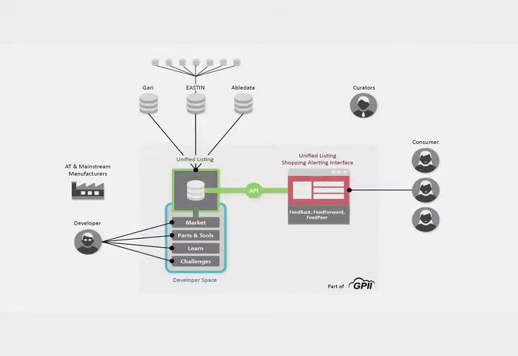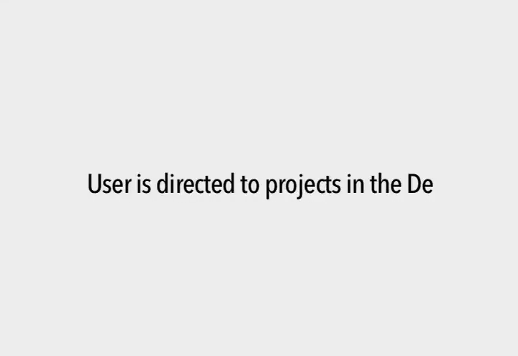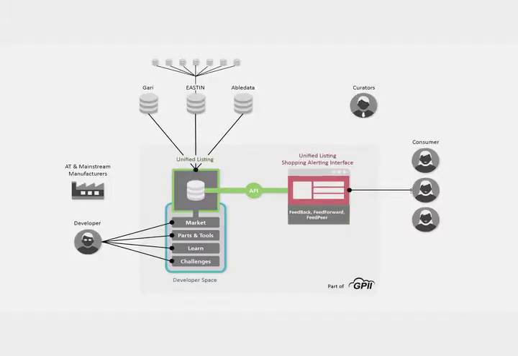The next one, we're talking about a user who comes in and is directed to the developer space. So when the user is searching for things in the shopping alerting interface, it will also say there are other development products for products like this. Would you like to see them? So the user is directed by the shopping alerting interface to other projects that are creating products like the product that the person is currently searching for.